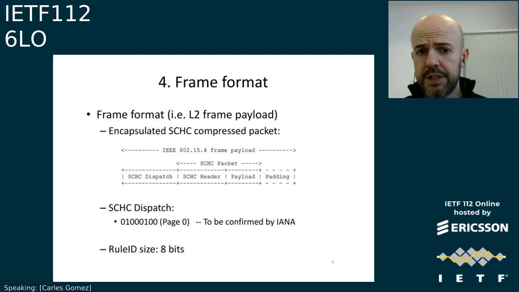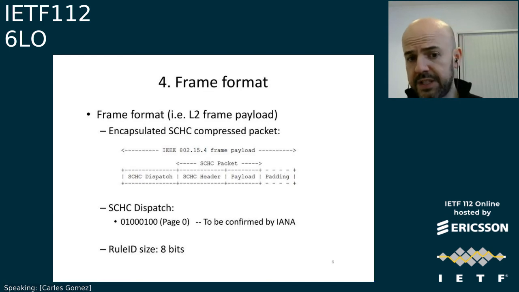Okay, so the SCHC dispatch signals that what comes next is a compressed SCHC packet, and the next field is the SCHC header, which comprises a rule ID and, if any, a compression residue. In this version of the draft, we state that the rule ID size is 8 bits. Next, please.